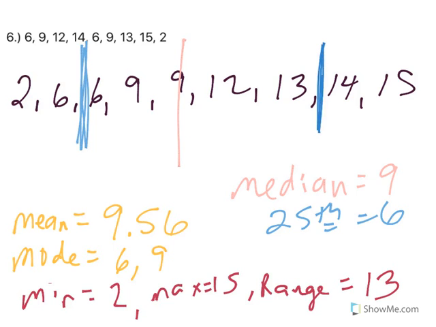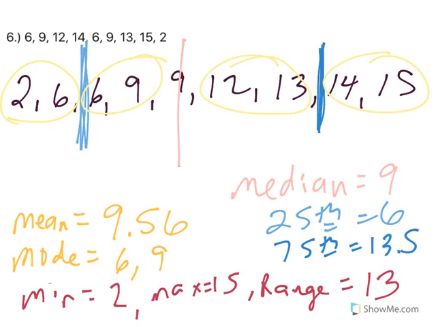On the upper half, I cut through, and my 75th is the average of 13 and 14, which would be 13.5. Notice 2 numbers, 2 numbers, 2 numbers, 2 numbers. Same number of data points between each vertical line.